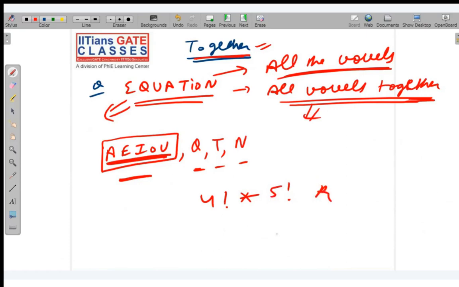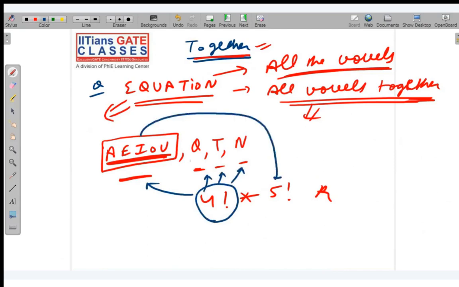Okay, so together you will solve like this. Why has 4 factorial come? Because of this thing, 1, 2, 3, and 4. You will arrange them. Why has 5 factorial come? Because of this thing. You can go inside and you can arrange them also. That's why. Please take snapshot. I will jump to the next slide.